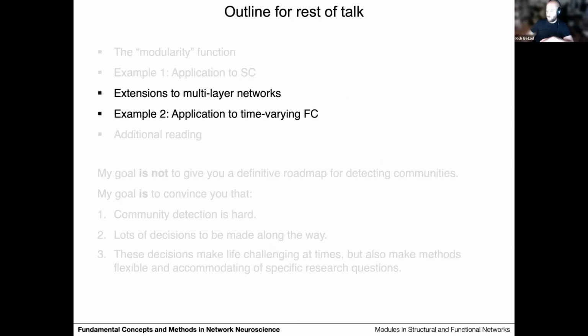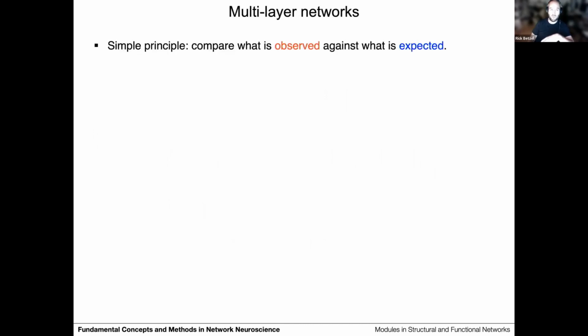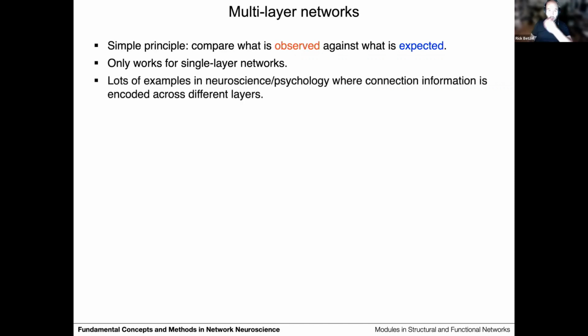So I want to hop into the second part of this talk, a brief extension to so-called multi-layer networks. I'll talk about how to apply modularity maximization to time-varying functional connectivity. As I said before, modularity maximization is based on this eminently simple principle of comparing what we see versus what we expect. And the way I described it previously, it only works for what we call single layer networks.